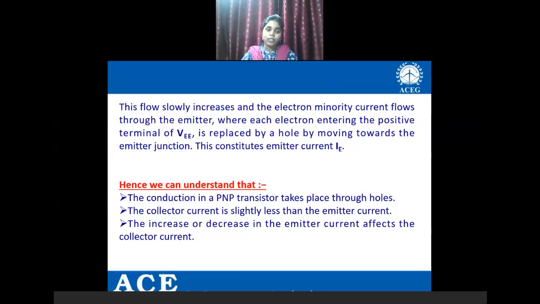In our next class, we are going to study the working of a NPN transistor. In tomorrow's class, what are we going to study? Working of a NPN transistor.